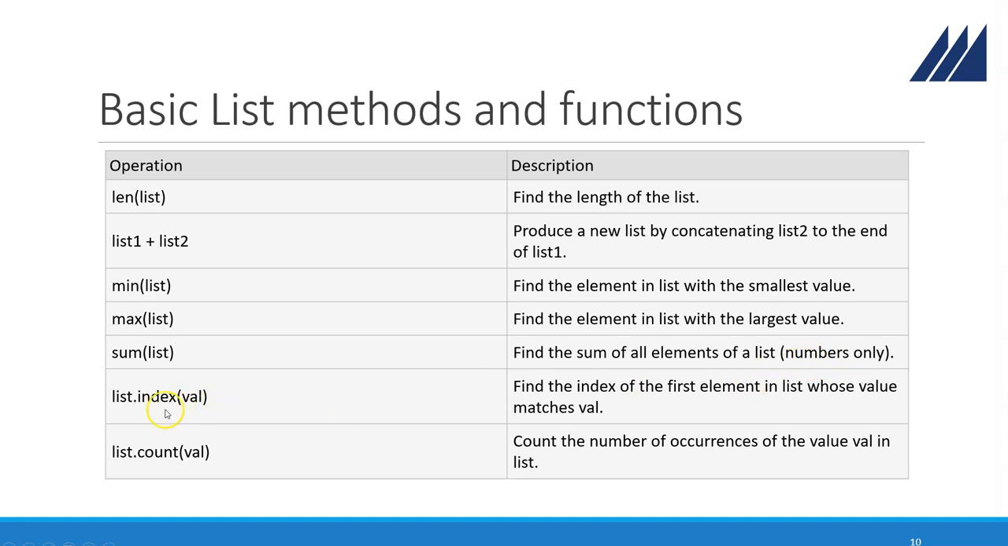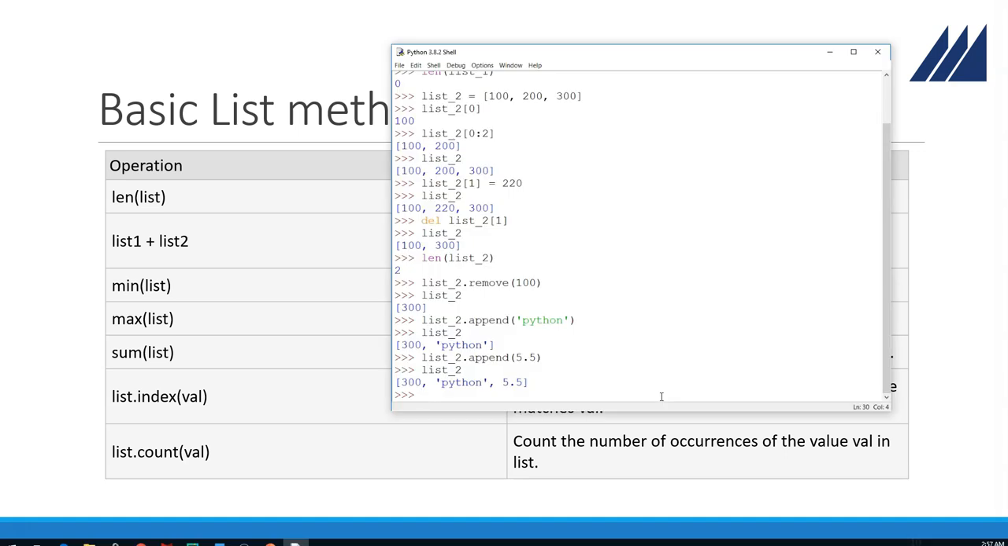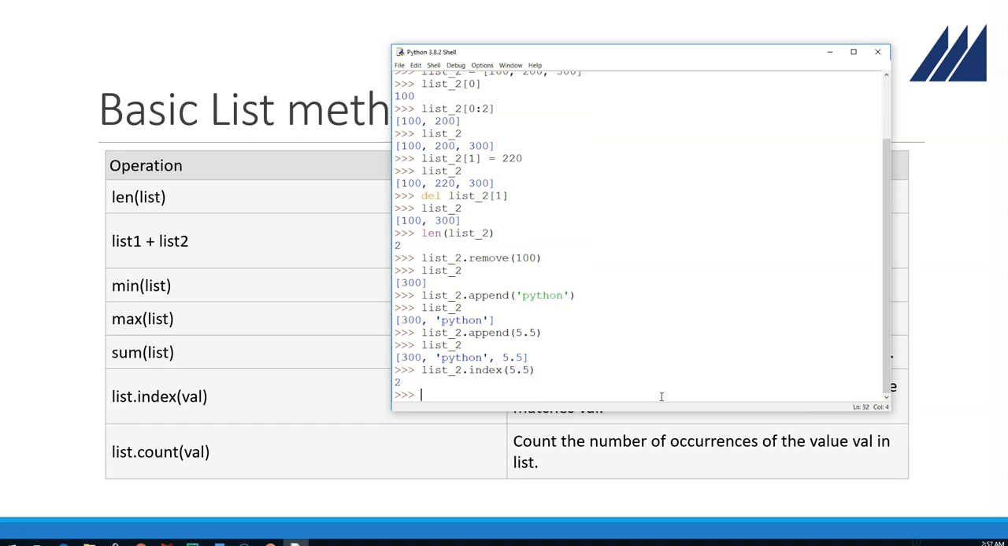And then we also have another method called index. When I use this method, again, it's a method, so my object name dot the method, which is index, and here the value. It's going to return back to you the index of that value. Let me go back here again. I'm going to say list2 dot index, and between parentheses 5.5. It gave me the index where 5.5 is located.